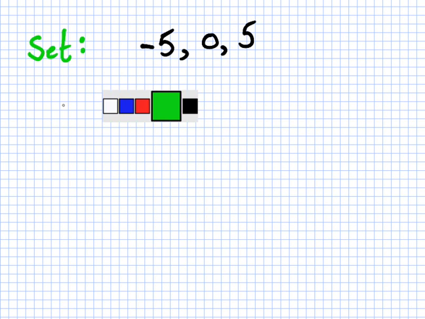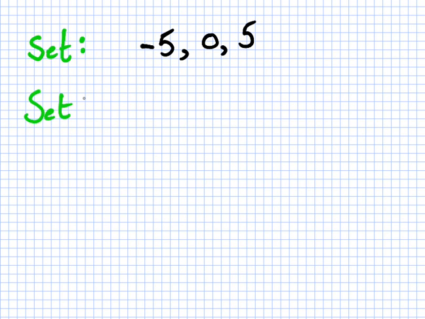So I'm going to give you two sets of numbers, and I'd like you to calculate the mean average of both. So the first set is -5, 0, and 5, and then the second set is -100, 0, and 100.